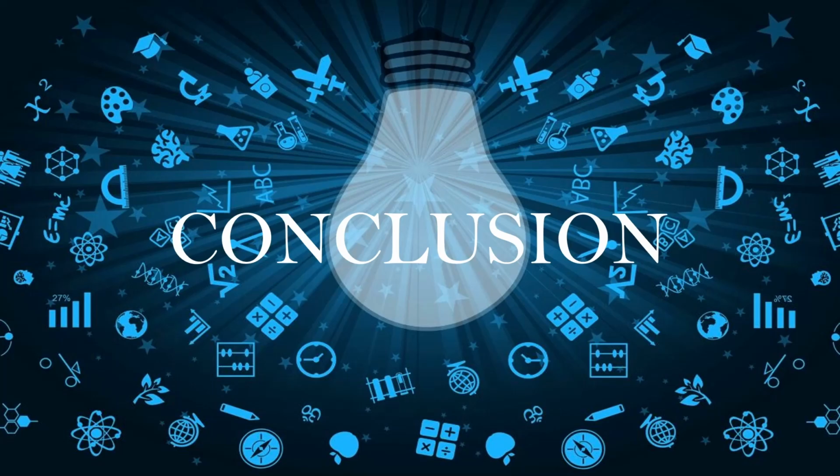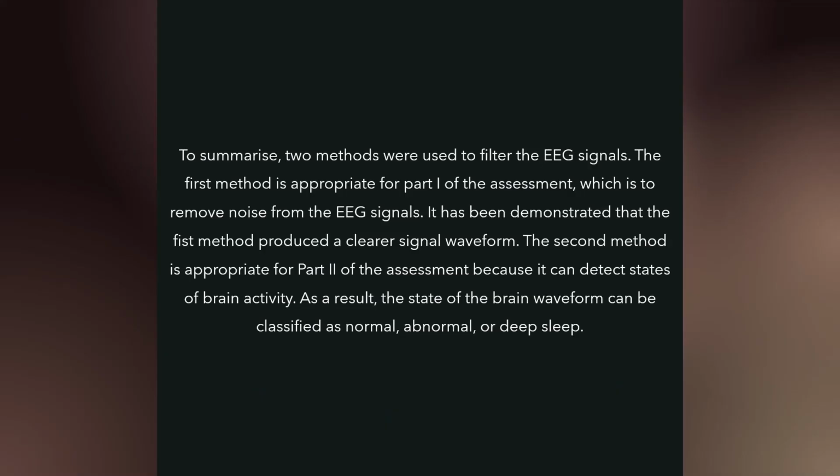Conclusion. To summarize, two methods were used to filter the EEG signals. The first method is appropriate for part 1 of the assessment, which is to remove noises from the EEG signals. It has been demonstrated that the first method produces a clearer signal waveform. The second method is appropriate for part 2 of the assessment because it can detect states of brain activity. As a result, the state of the brain waveform can be classified as normal, abnormal, or deep sleep.